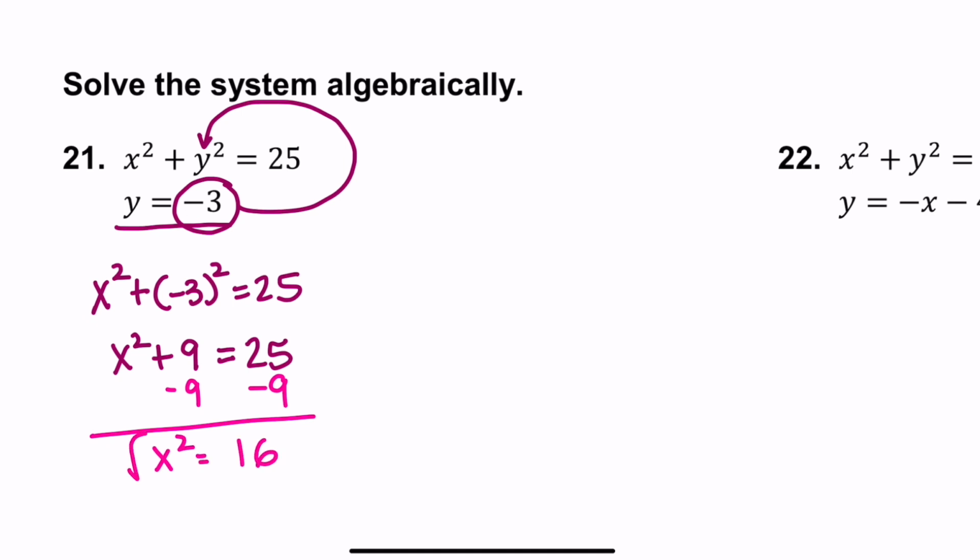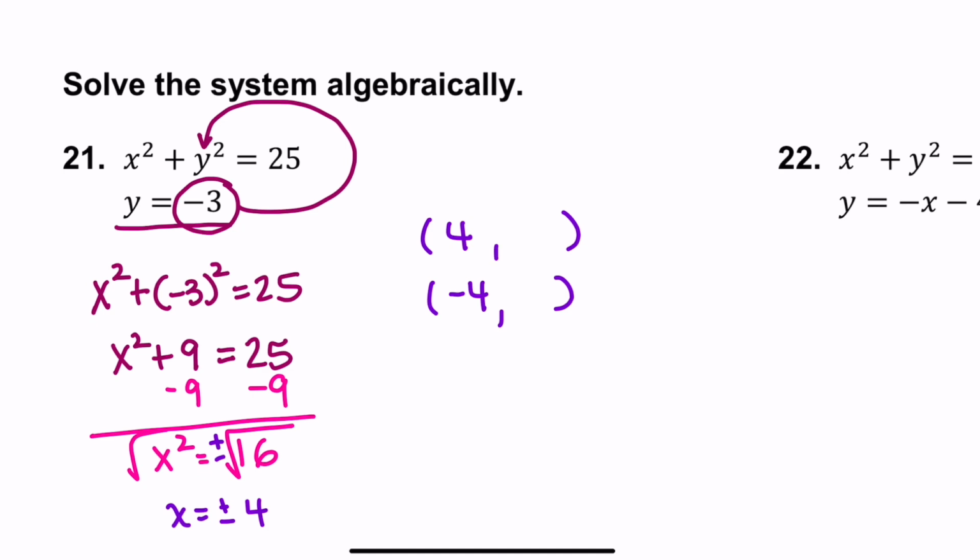So now if I take the square root of both sides, x could be positive or negative. Whenever we take the square root of both sides, we need to remember to put plus or minus. x equals plus or minus the square root of 16, which is 4. So we have two x values. One is a 4 and one is a negative 4.